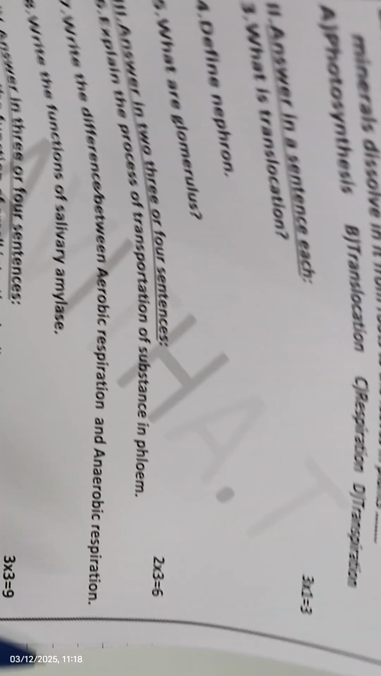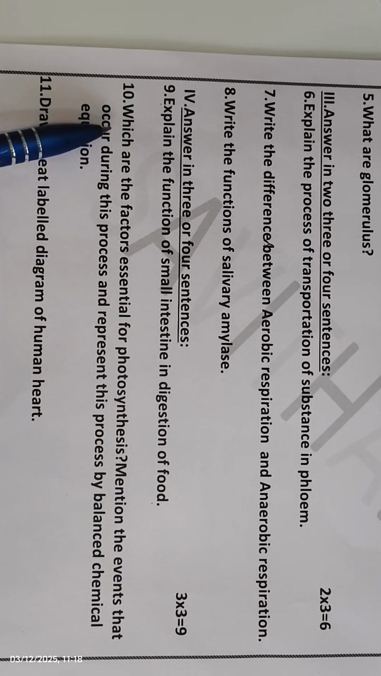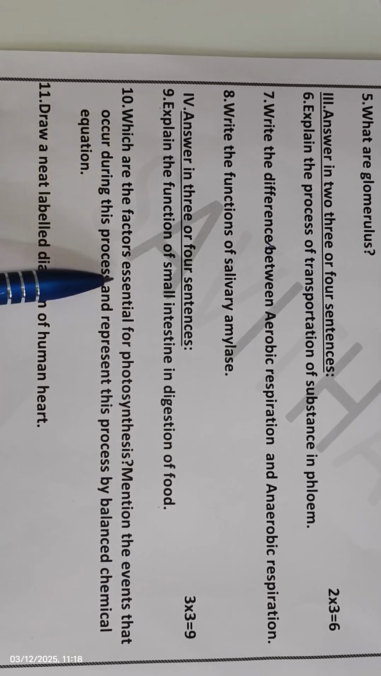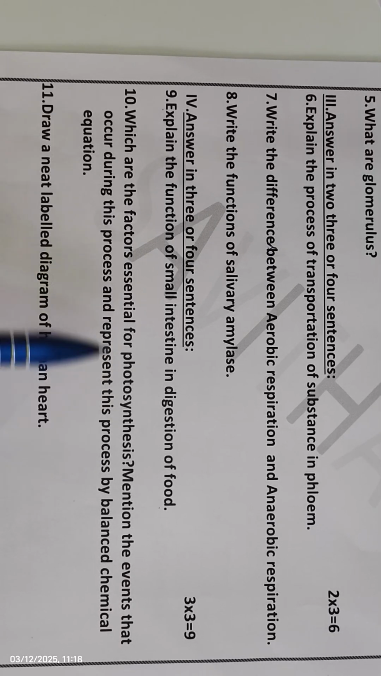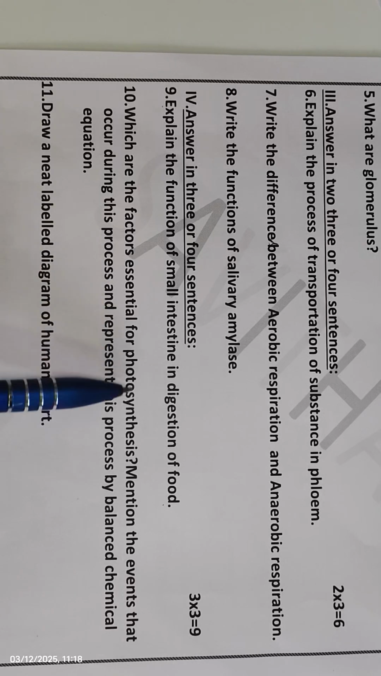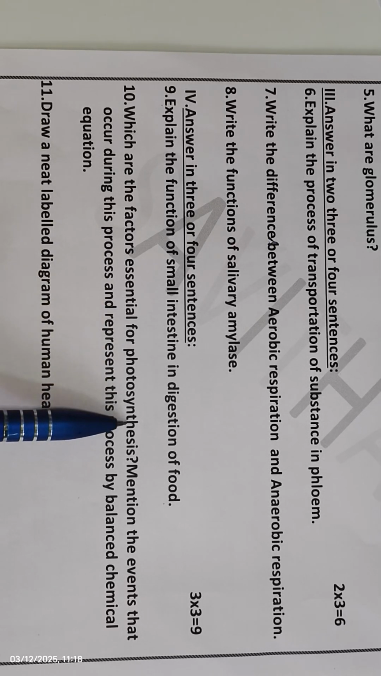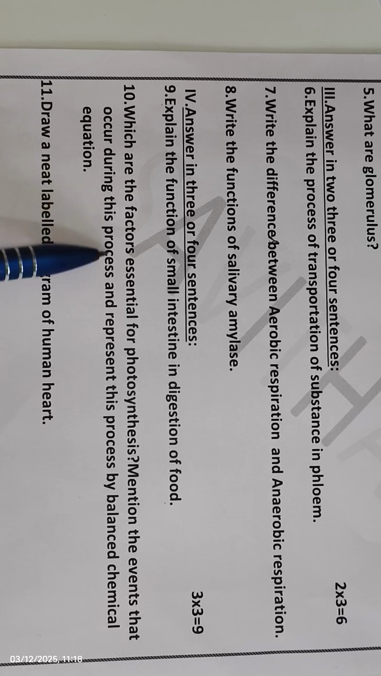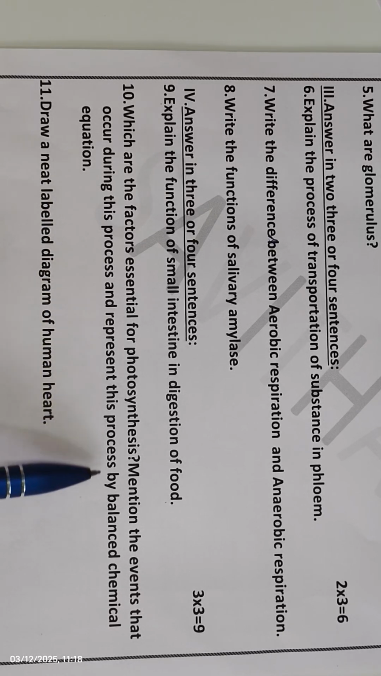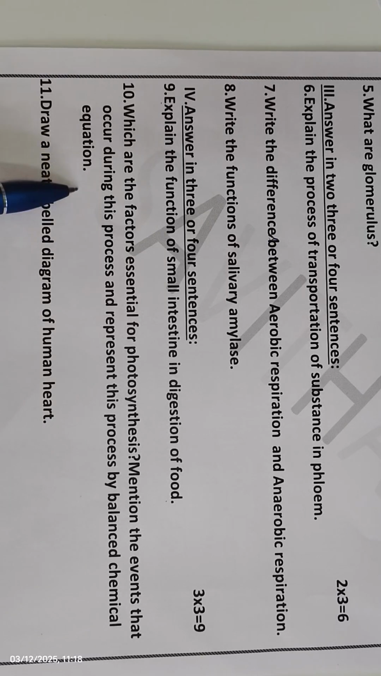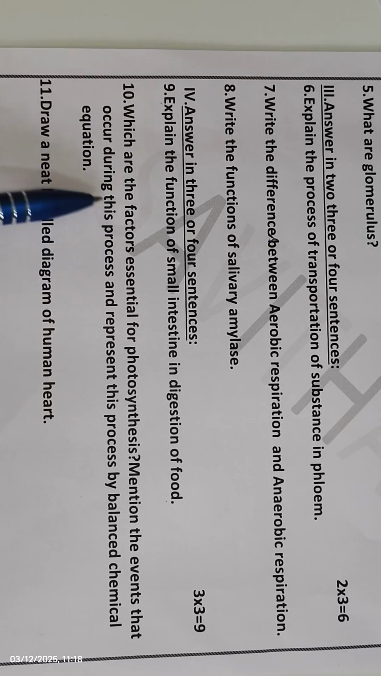We'll move to the next question. Question number 10. Which are the factors essential for photosynthesis? It is a split question here. Which are the factors essential for photosynthesis? This is one question. Mention the events that occur during this process. One more question: represent this process by a balanced chemical equation. So this question has three split questions, and we'll see them one by one.